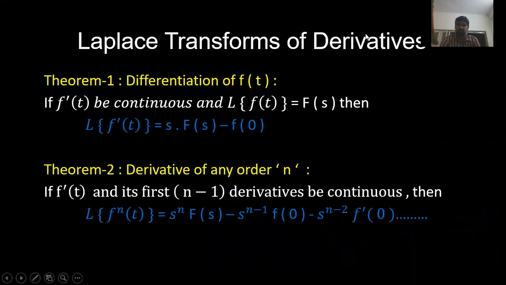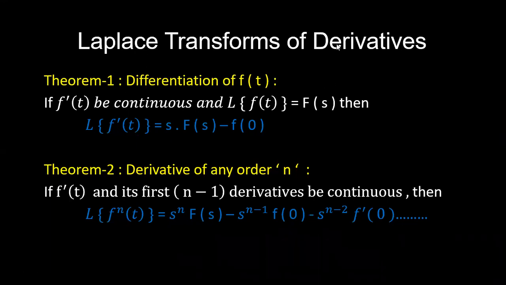Okay, right. So now we will see the theorem statement, Laplace transform of the derivatives. It is theorem one, differentiation of f of t. If f dash of t is continuous and Laplace transform of f of t is equal to F of s, then Laplace transform of f dash of t can be written as s into F of s minus f of 0.